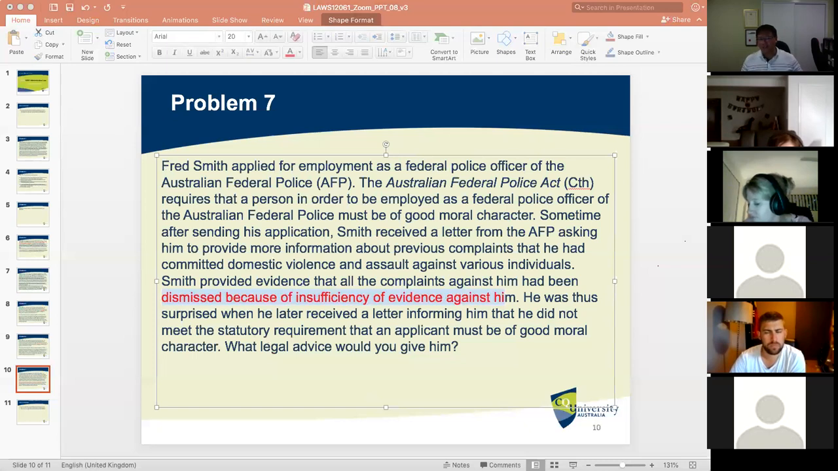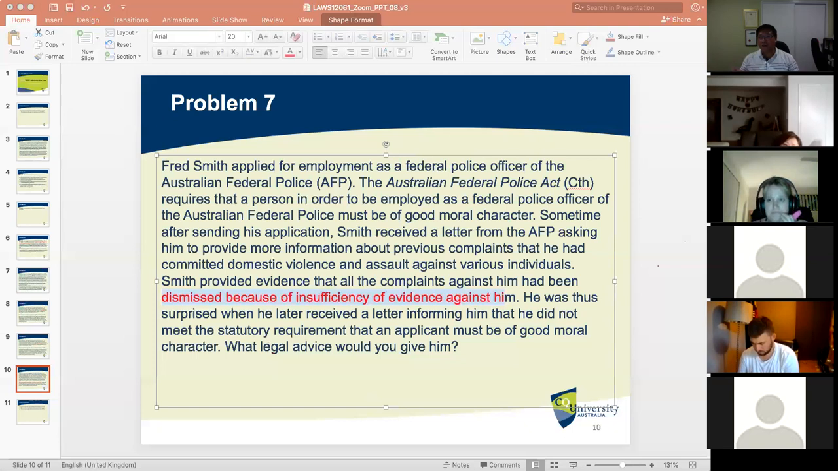Going back to that question, since the decision was made under an enactment, could you have used Section 13 of the Judiciary Act to compel the AFP to provide reasons for the decision, so that then you will know why they rejected your application? The answer would have been no. We discussed this last week, right? Because you've got no right. You don't have any right.